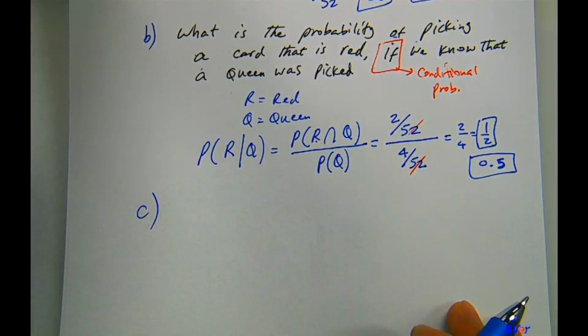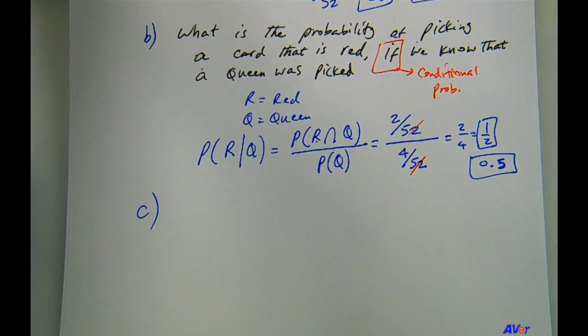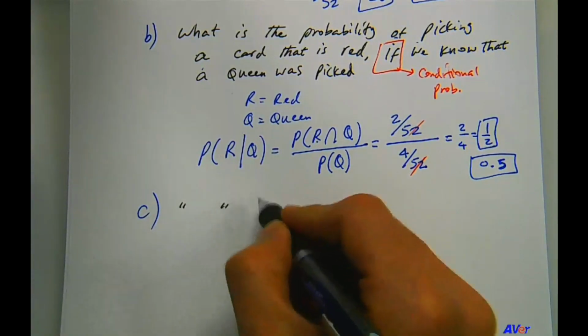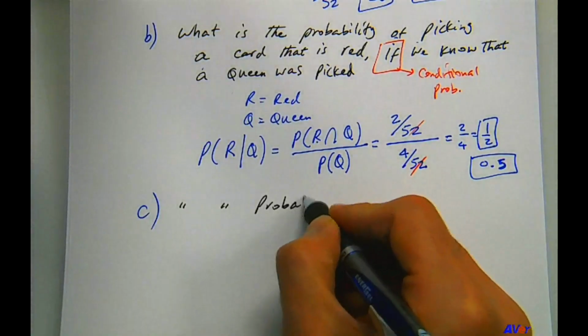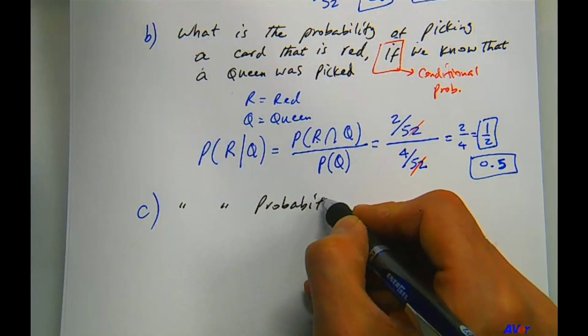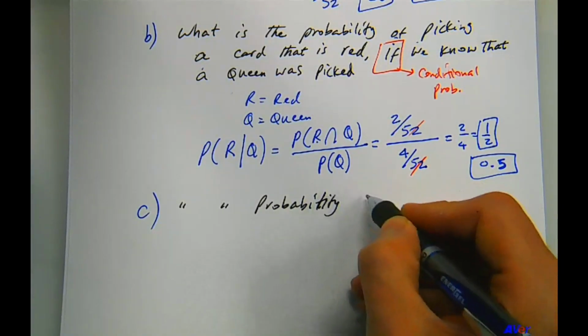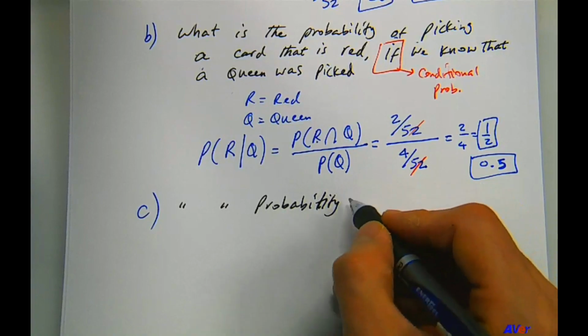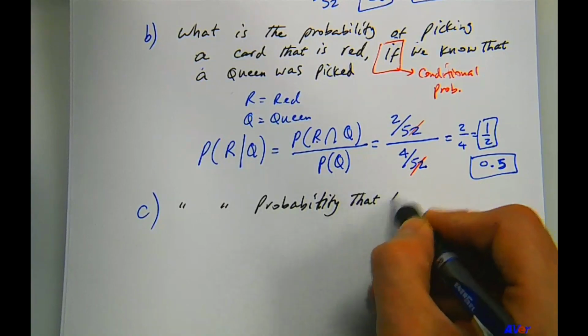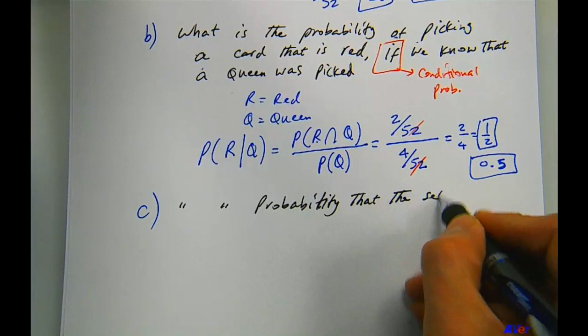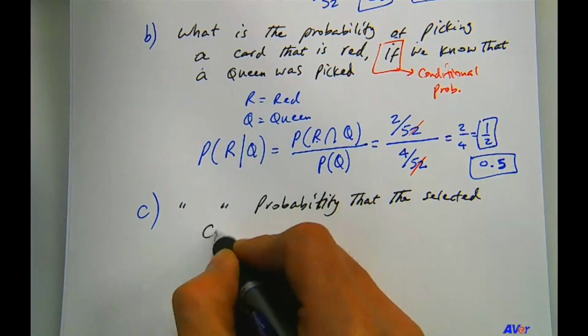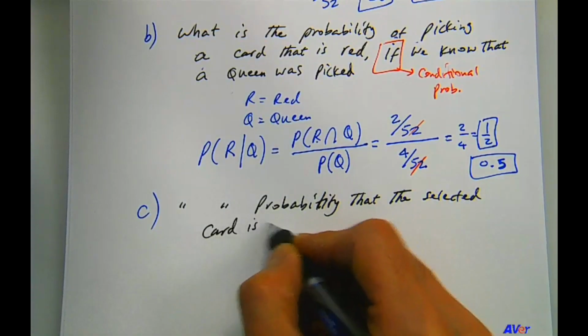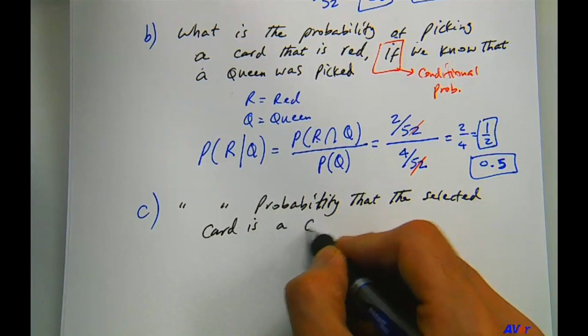Part C, let's ask a further question. So what is the probability that the selected card is a queen?